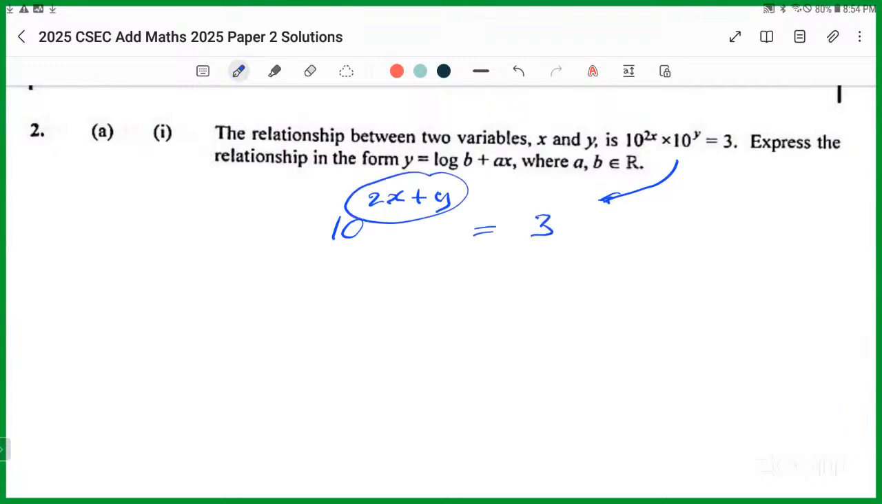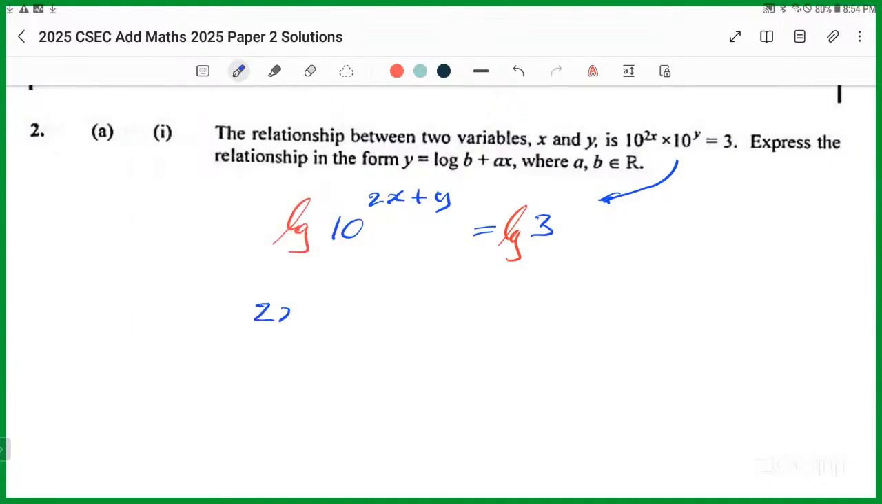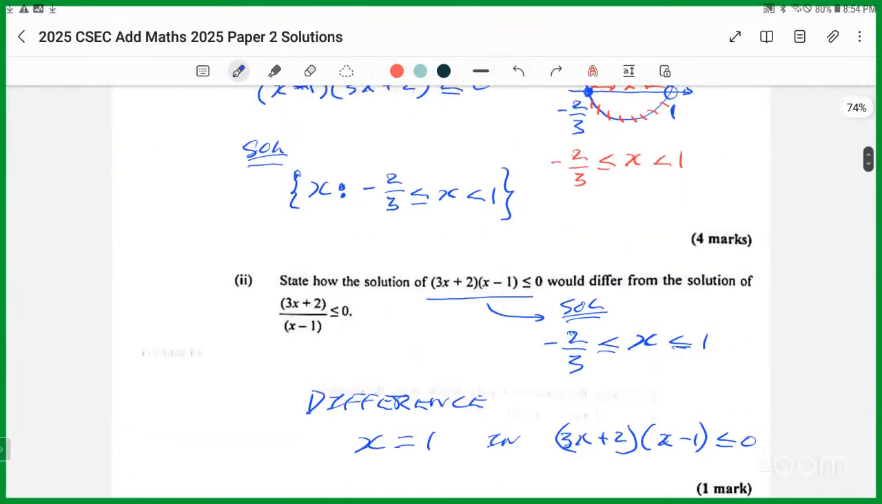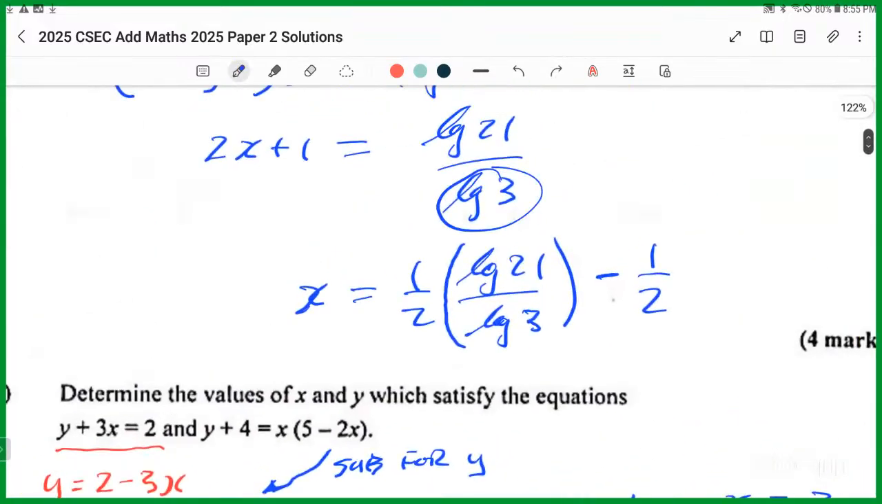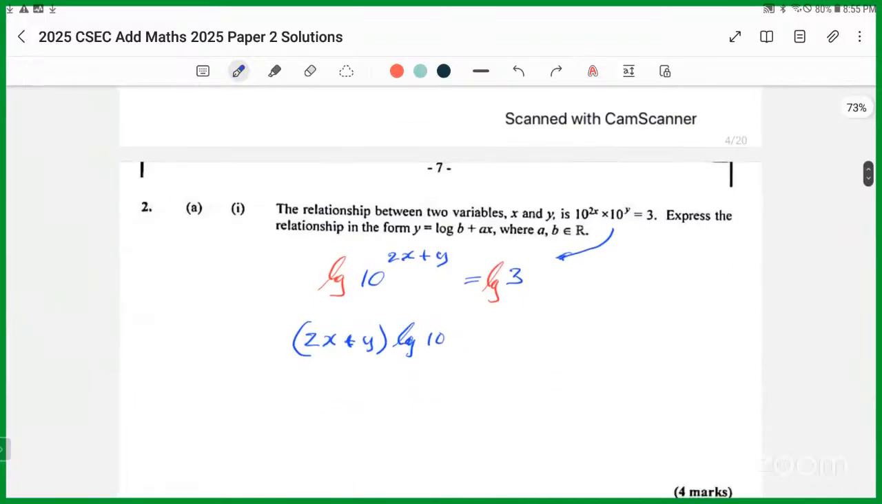Then to get that expression out of the power, we have to take logs of both sides. I'm going to log this side in red and log this side in red. So take a log of both sides. Then this whole power comes to the front. So we end up getting 2x plus y as a whole times the log of 10. By the way, this LG means log to base 10. Same thing up here. LG means log to base 10. All right, that is understood.